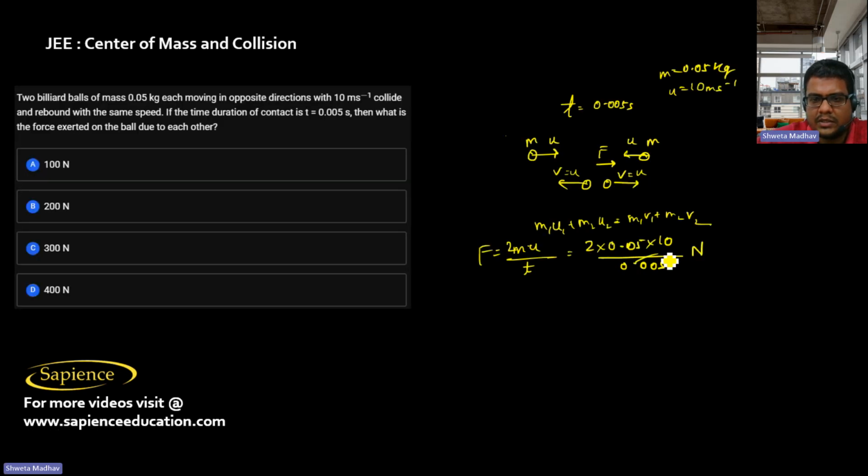If we shift the point, then we will get 2 into 50 into 10 by 5. So 5 tens are 50. So 200 Newton. 200 Newton is the force exerted on the balls due to each other during the collision. So option B is the correct answer.